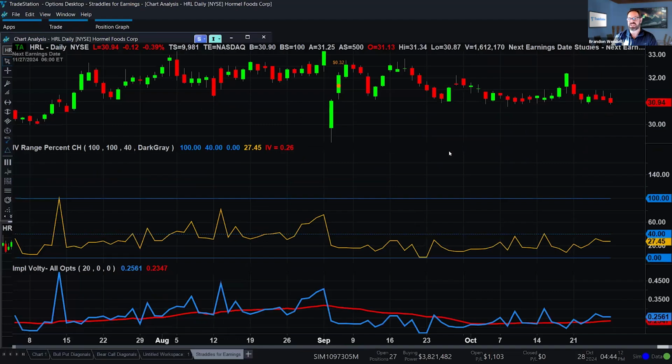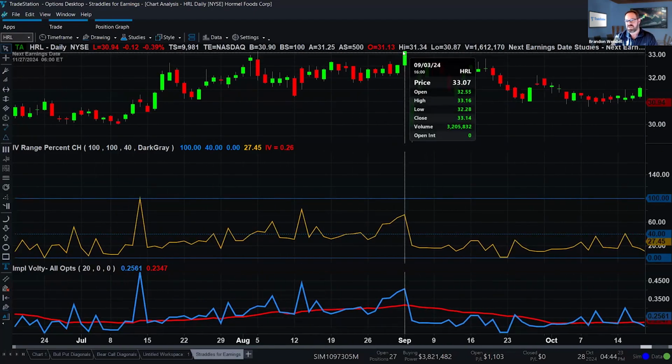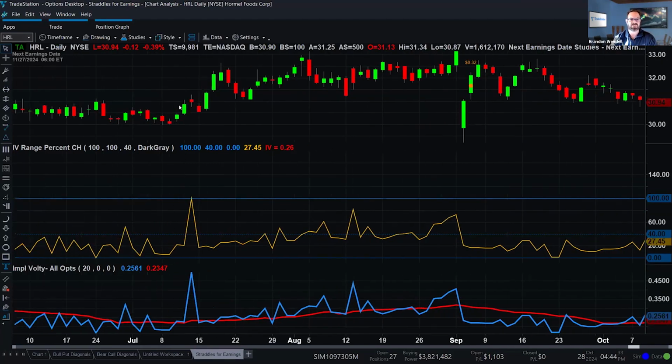The one mistake I made in that Tesla trade is not looking back to see what is the average price movement when earnings come out. Well, in the past, we had a price move from close about 33 bucks, opened at 29.85. So we dropped about $3.50, so maybe a little under that.